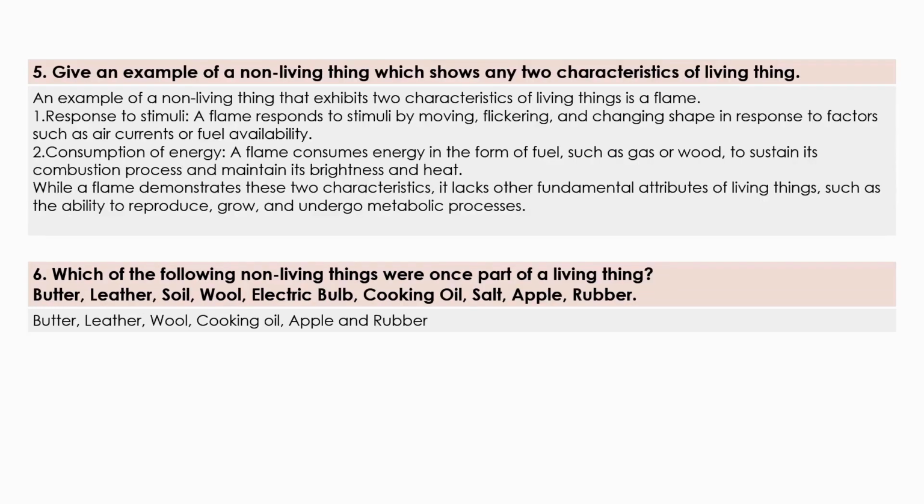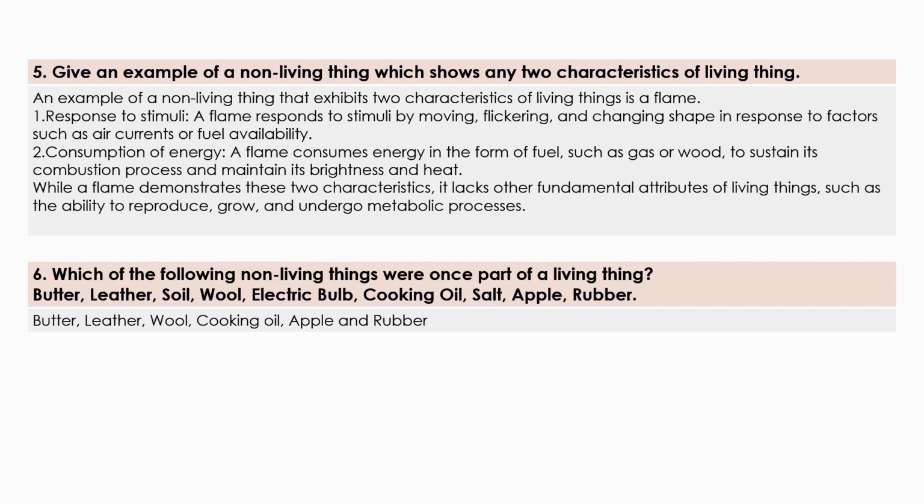Question number 5. Give an example of a non-living thing which shows any two characteristics of living thing. An example of a non-living thing that exhibits two characteristics of a living thing is a flame. Number 1. Response to stimuli. A flame responds to stimuli by moving, flickering and changing shape in response to factors such as air currents or fuel availability. Number 2. Consumption of energy. A flame consumes energy in the form of fuel, such as gas or wood, to sustain its combustion process and maintain its brightness and heat. While a flame demonstrates these two characteristics, it lacks other fundamental attributes of living things, such as the ability to reproduce, grow and undergo metabolic processes.